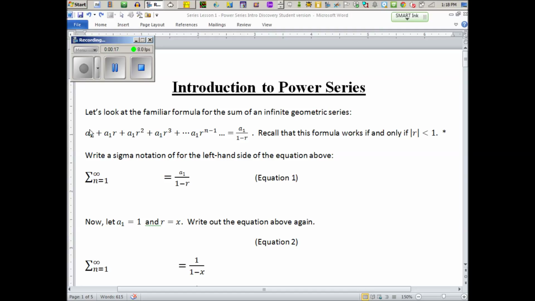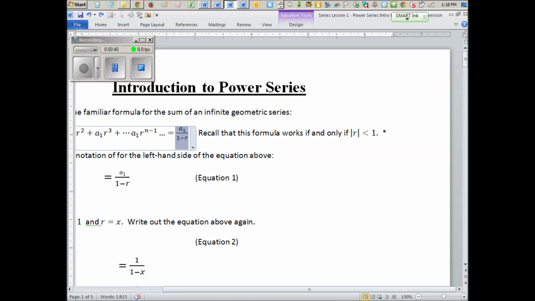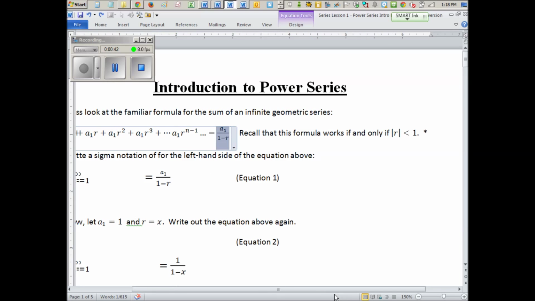We have a1 plus a1 times r plus a1 times r squared plus a1 times r cubed. That is a geometric series, right? Look familiar? The nth term is a1 times r to the n minus 1. We know that if the absolute value of r is less than 1, it all converges beautifully to this right here. Nothing more, nothing less. a1 over 1 minus r, right?